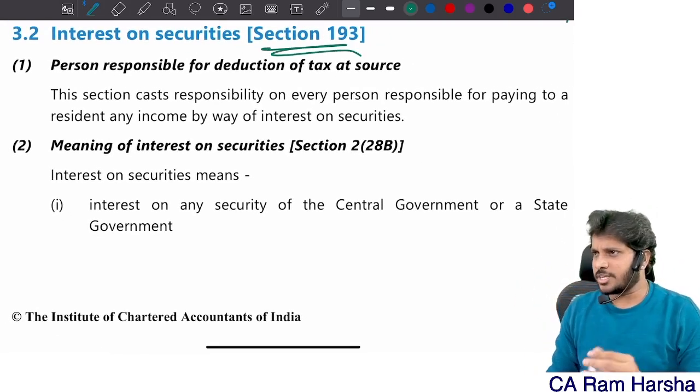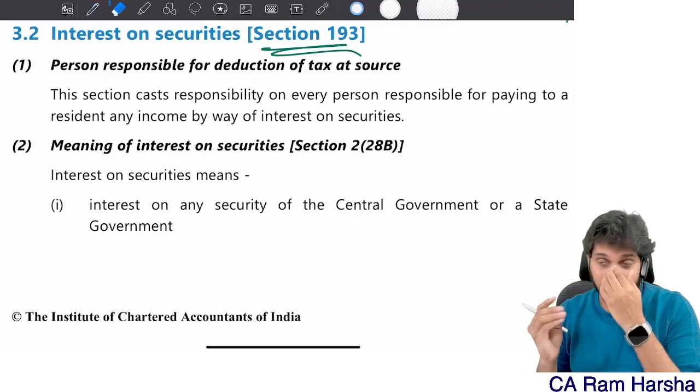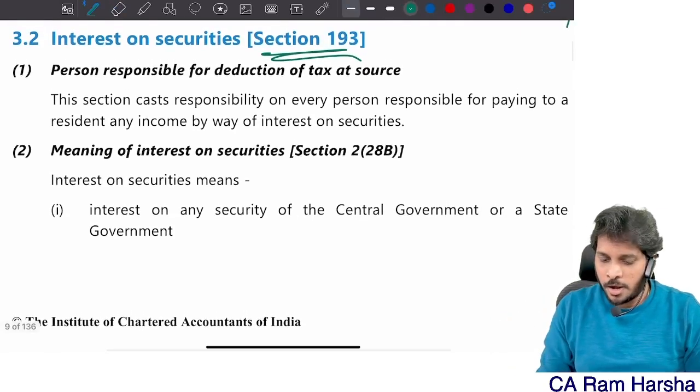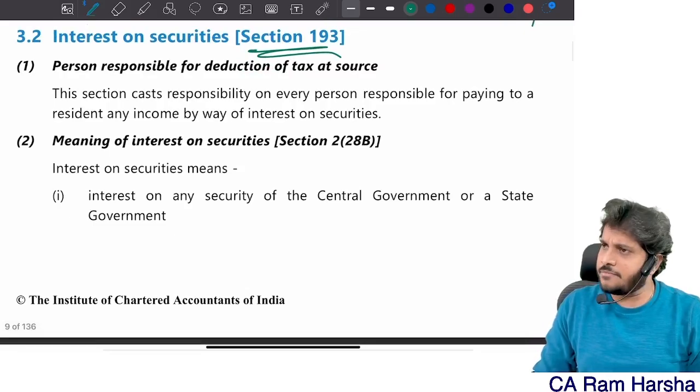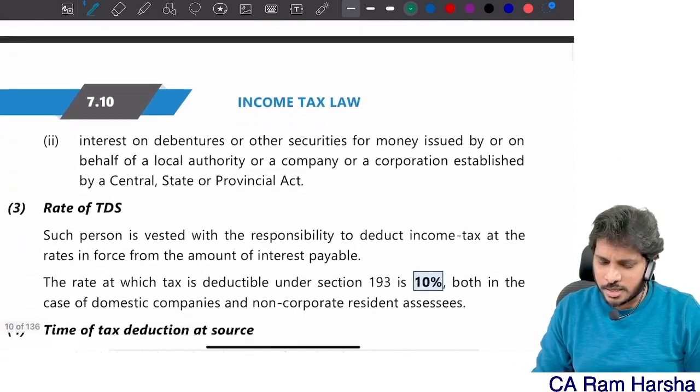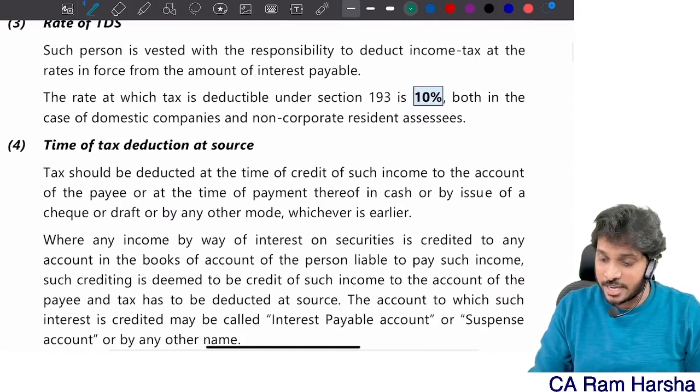Next, section 193, interest on securities. So interest on securities means what? Debentures, shares, bonds and all. Every person has to deduct TDS on interest on securities. Yes or no?